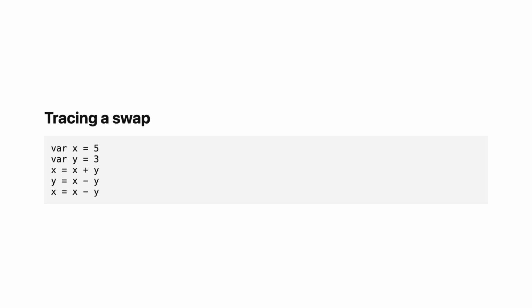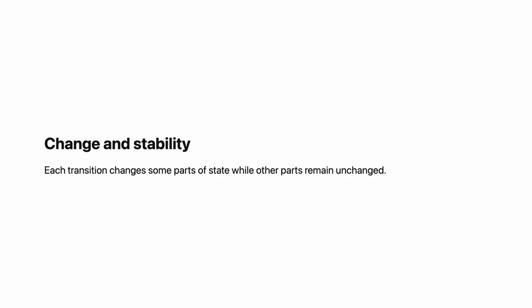When you trace state transitions, you notice something important. At each step, some things change and some things stay the same. In our example, when we executed x equals x plus y, the value of x changed, but the value of y stayed the same. This is always true. Each instruction changes some part of the state, other parts remain unchanged.